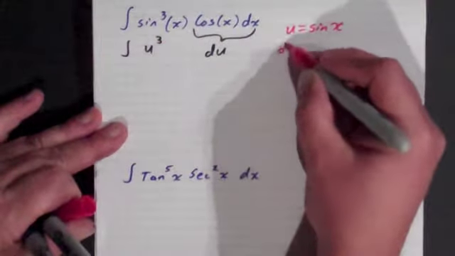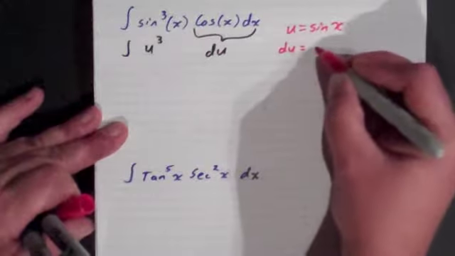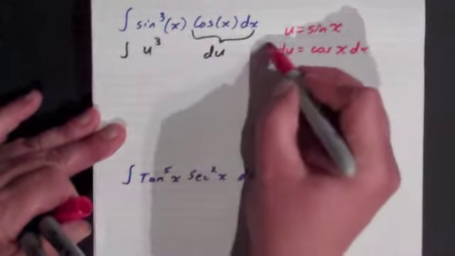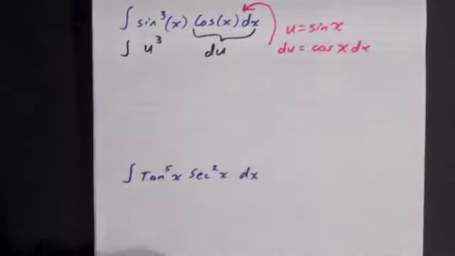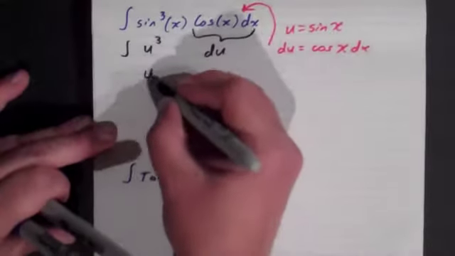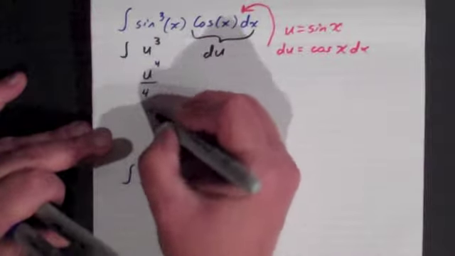Take the derivative of both sides. Du would be the derivative of sine, which is cosine of the same angle times the derivative of the angle. And I believe you have that here. So I have u to the third du. To integrate, I would raise to the 1 higher and divide by the 1 higher.